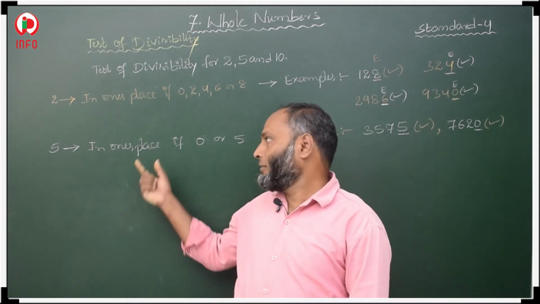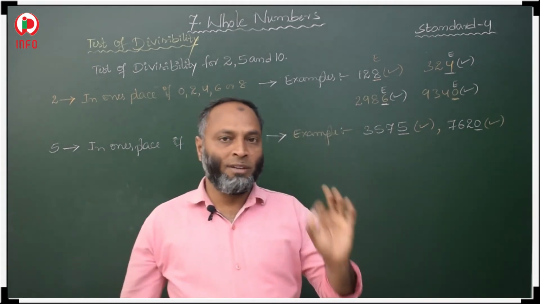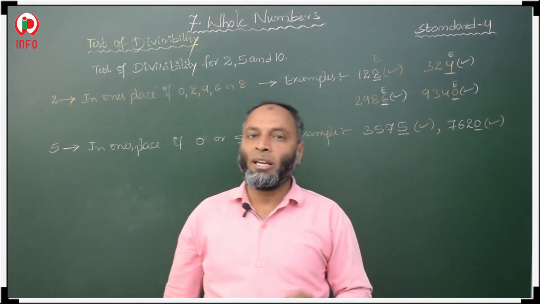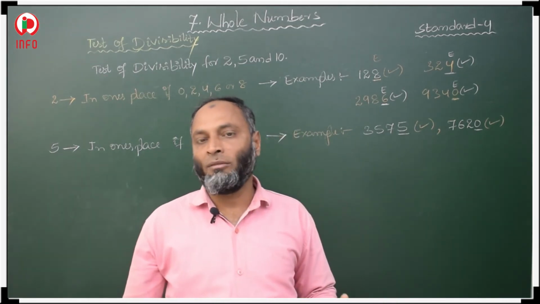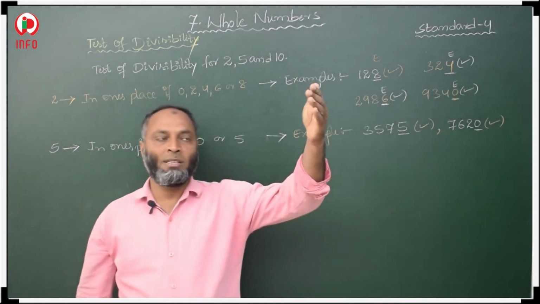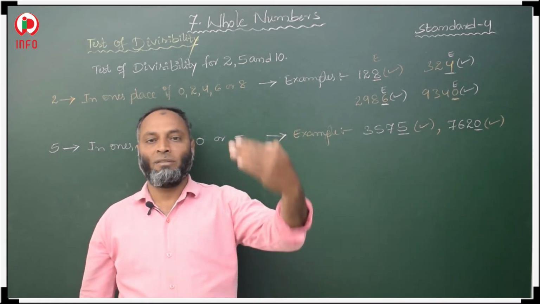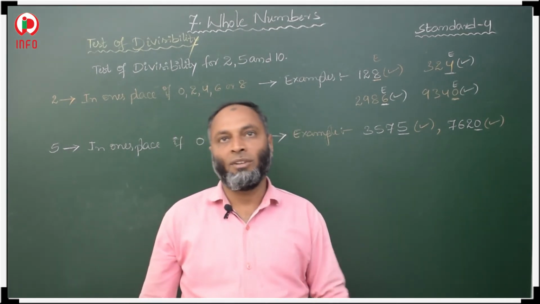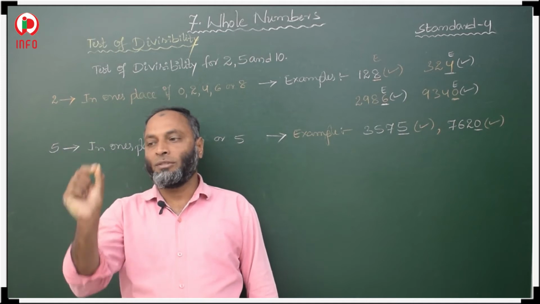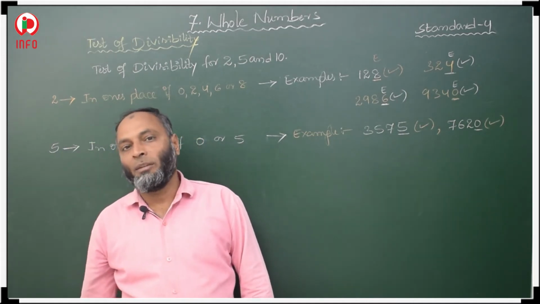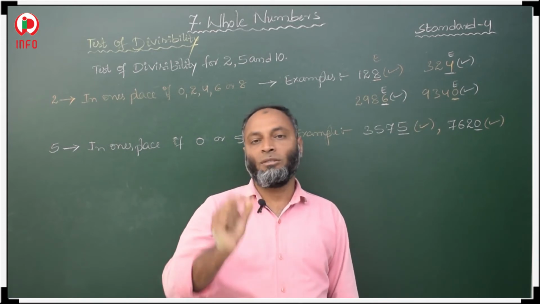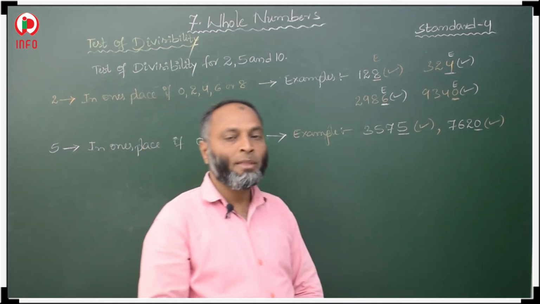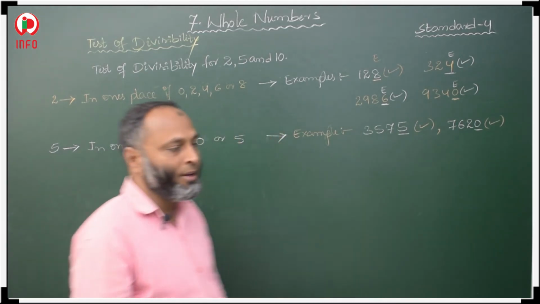The condition for 5 is, if in the ones place of a given number 5 or 0 is there, then that number is divisible by 5, otherwise it is not. Check in the 5 table: 5 ones are 5, 5 twos are 10, 5 threes are 15, 5 fours are 20, 5 fives are 25, 5 sixes are 30, 5 sevens are 35, 5 eights are 40, 5 nines are 45, 5 tens are 50. In ones place there is always 0 or 5, so then that number is divisible by 5.